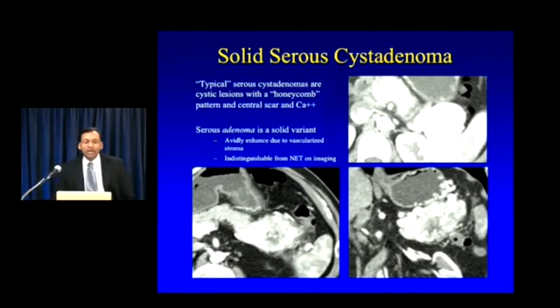Here's a relatively uncommon lesion, a solid serous cystadenoma. Now, you are all familiar with the classic serous cystadenomas, which are honeycomb lesions, multiple small cystic spaces. They have a central scar, a central calcification. But there are cases where serous cystadenomas can have virtually no cystic component and can look solid, so-called serous adenomas. And they are hypervascular lesions that will avidly enhance and look identical to a neuroendocrine tumor.